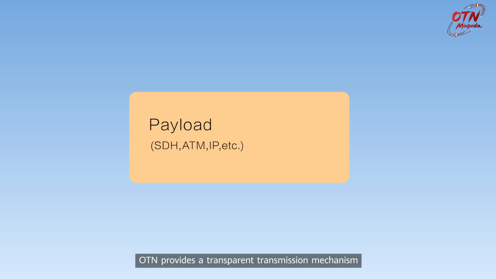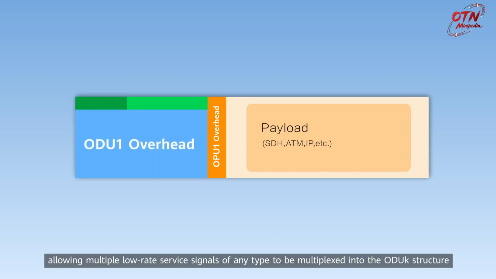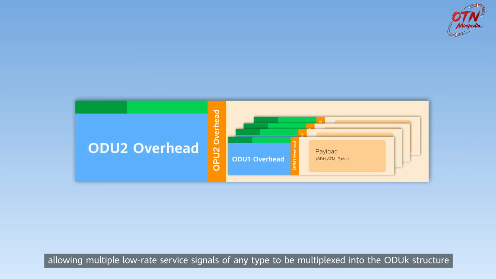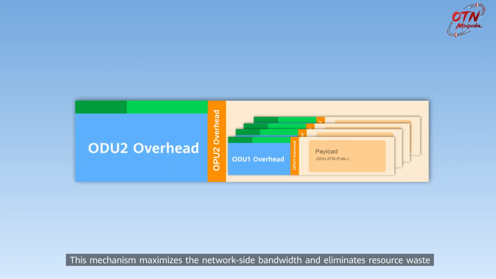OTN provides a transparent transmission mechanism, allowing multiple low-rate service signals of any type to be multiplexed into the ODUK structure. This mechanism maximizes the network side bandwidth and eliminates resource waste.